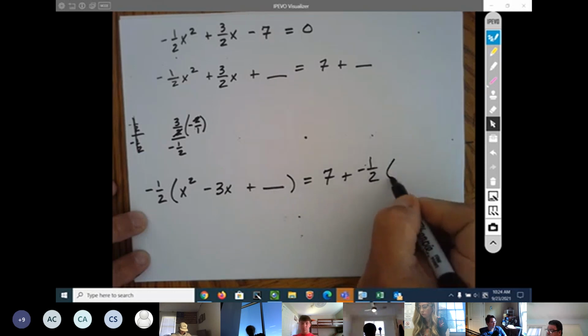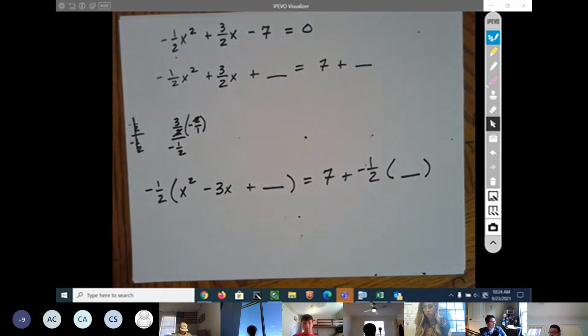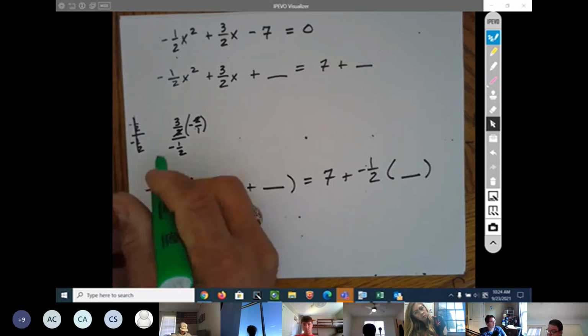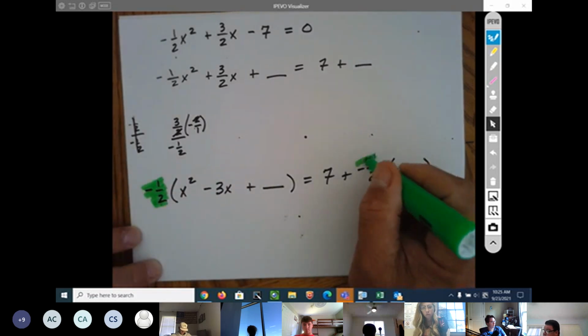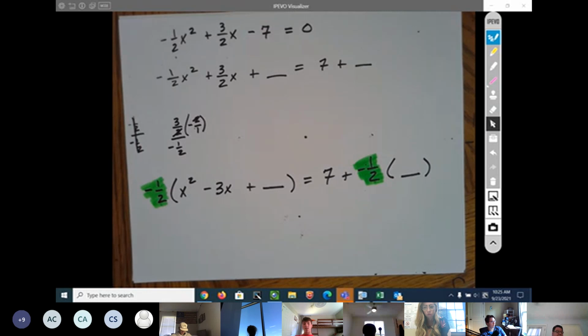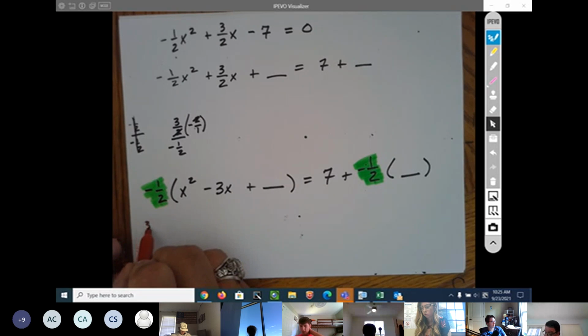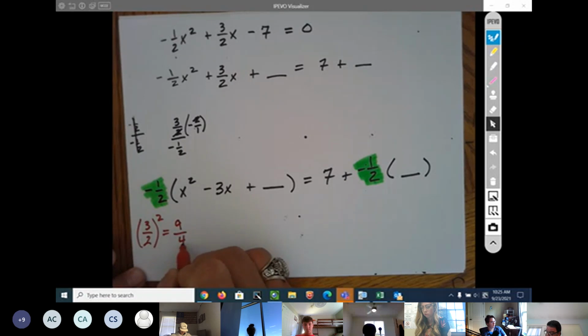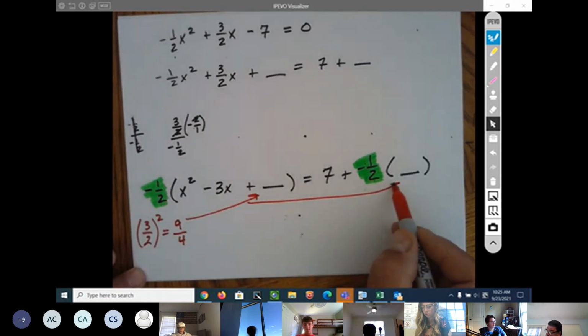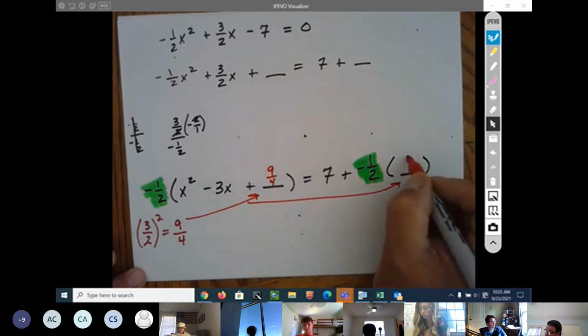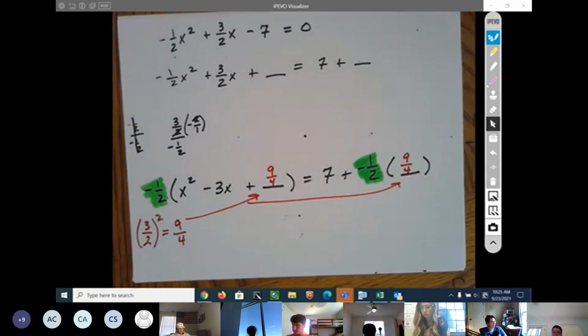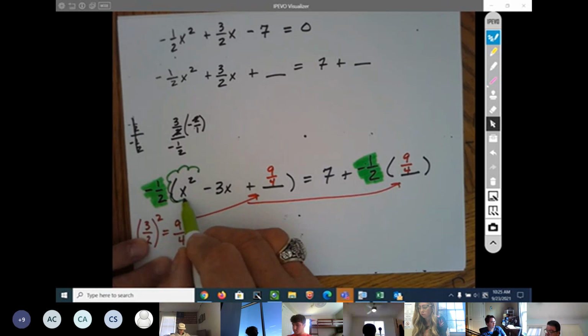Negative 1/2 times blank. All right, everybody should have got negative 3 right here. So I'm going to take my handy dandy, whatever I factored out, I've got to multiply by that side blank. Now I've got a 3. I've got to divide it by 2 and square it. 9/4. And that goes here and here. And that's going to give me shortcut number 2 right here.